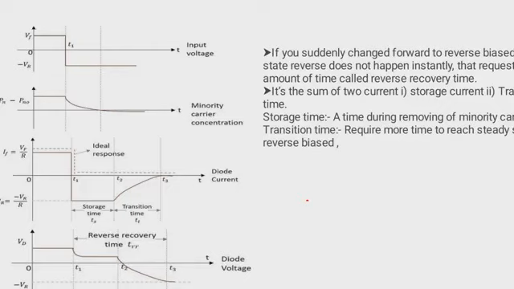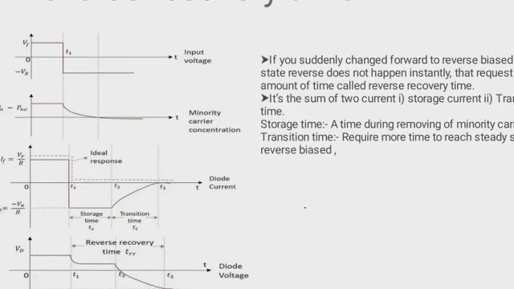This is the first step, which I told already. If you want to operate a diode in a reverse biased mode from forward biased state, you have to remove excess minority carrier at first. So this is denoted by this line. That means it decays exponentially. But it requires some time. During that time the diode conducts, but in reverse direction.